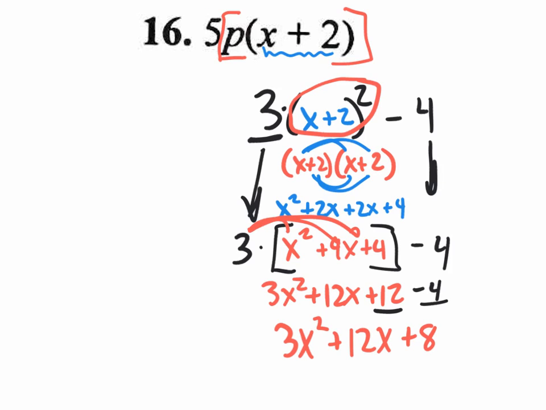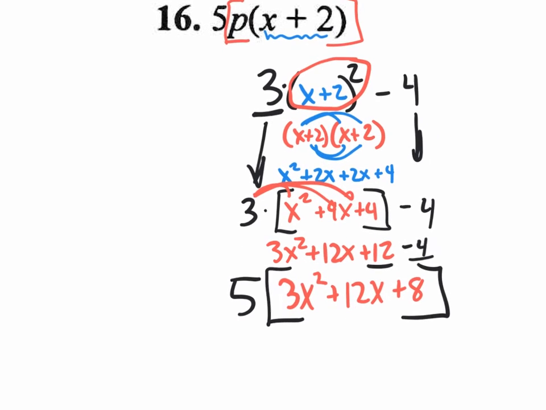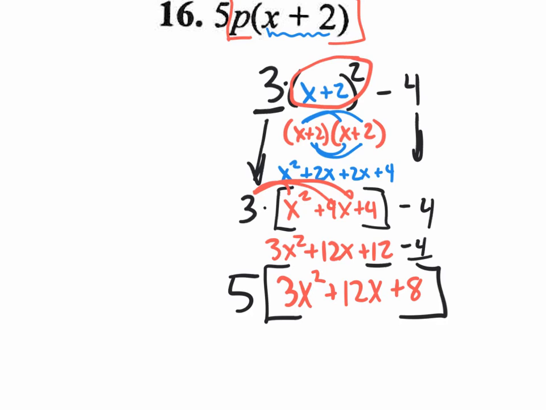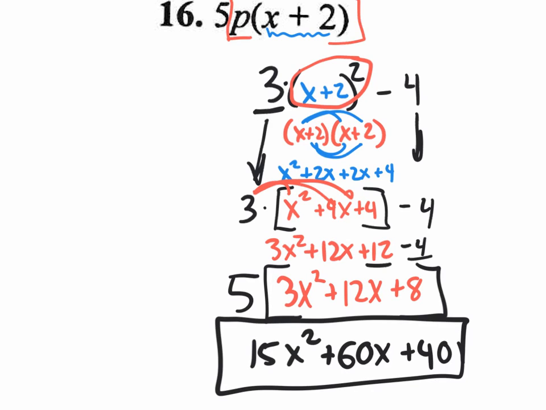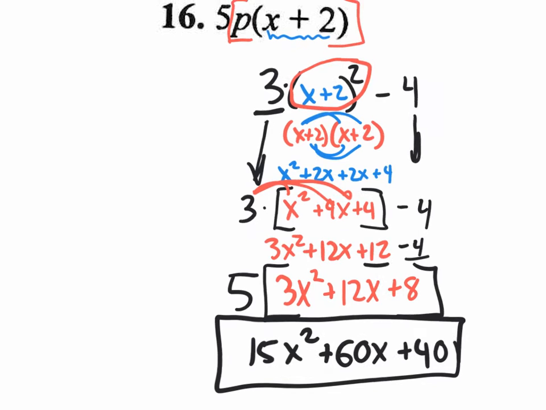Now that's not the answer. Why not? Because that's barely the p of x plus 2. We plugged in x plus 2, we did all the math, and that's what we got as an answer. We still have the multiplication of 5 that's out in the front. So you're going to take that whole thing, put the multiplication of 5 out in front, and this will be your final answer right here. Your final answer is 15x squared plus 60x plus 40. Somebody check the back for me. Make sure that that's correct, number 16. Yeah. Excellent. So that's as hard as it gets, guys.